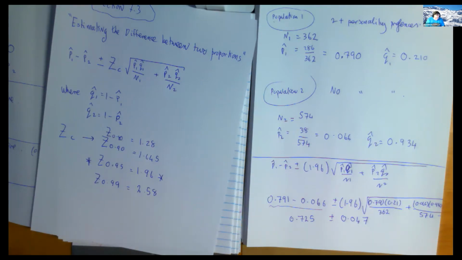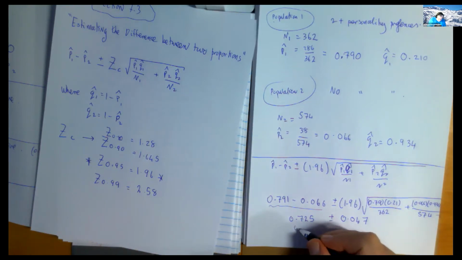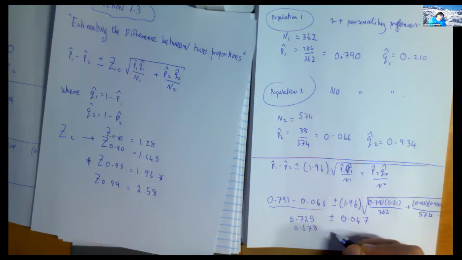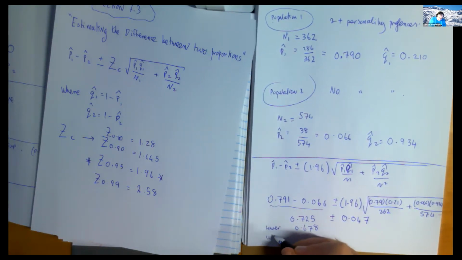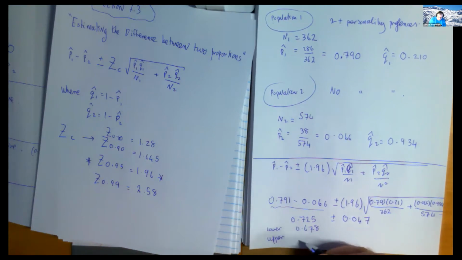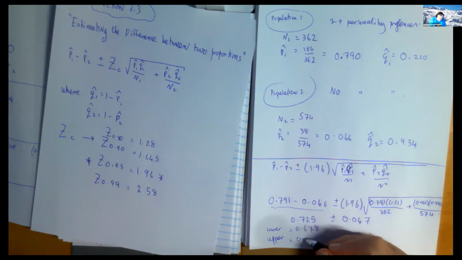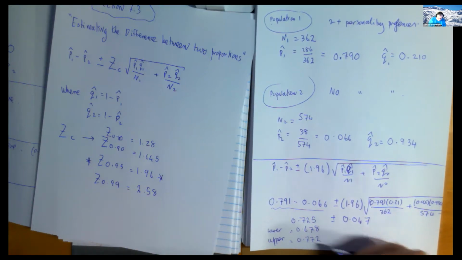If you take 0.725 and you take that 0.047 away from it, you get 0.678. So that would be the lower limit. If you want to do the upper, you basically go 0.725 again, but you add that number. And that gets me 0.772.